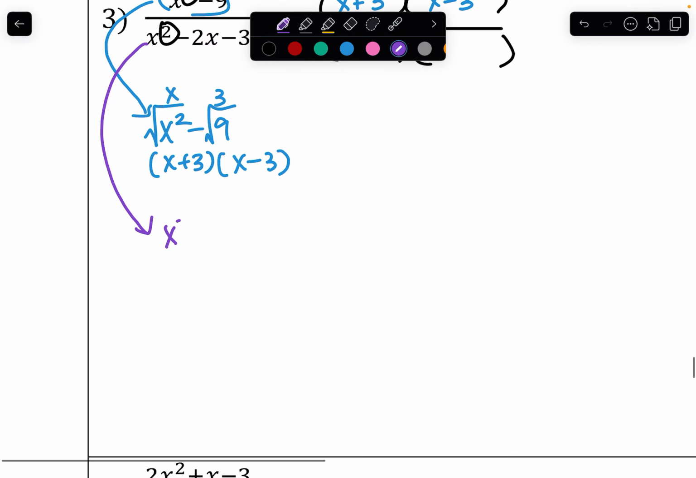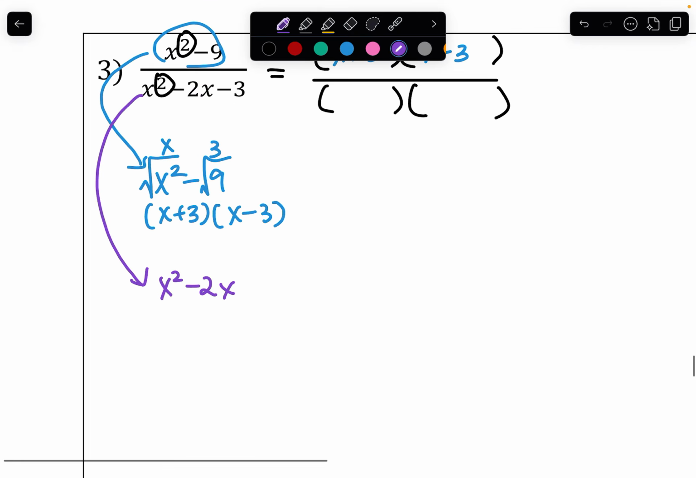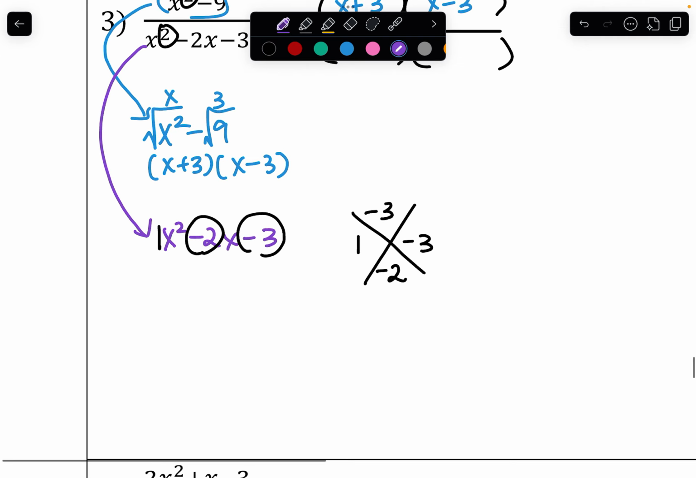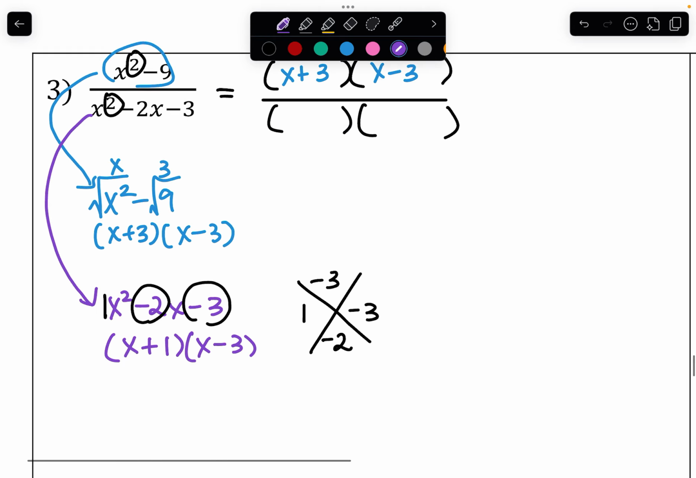we have x squared minus 2x minus 3. A is 1, which is helpful. And so we just need 2 numbers that multiply to negative 3, but add to negative 2. And so those numbers would be 1 and negative 3. And then we can skip to writing our factors since a is 1. So x plus 1, x minus 3.